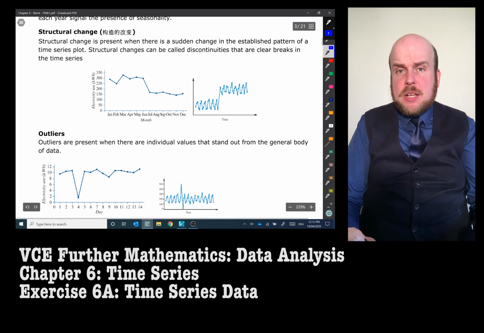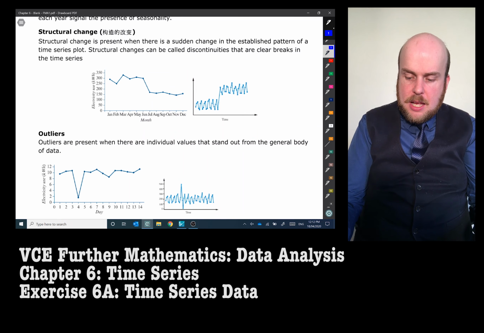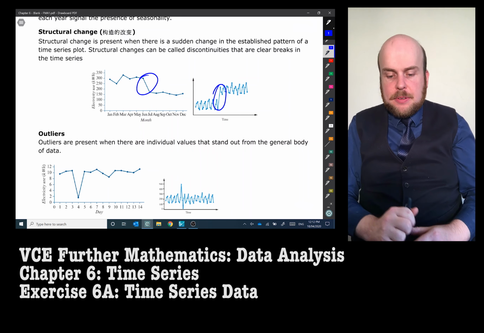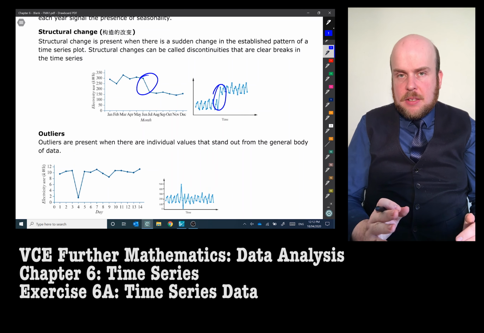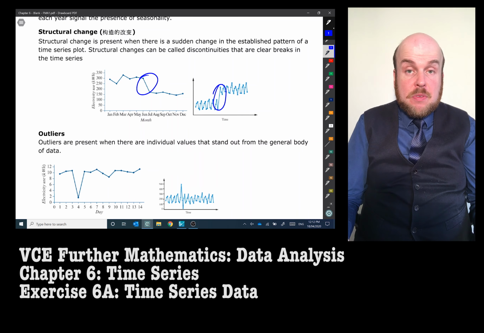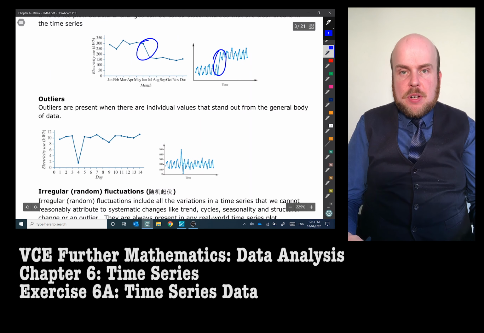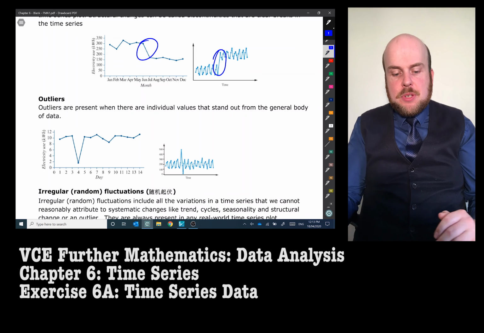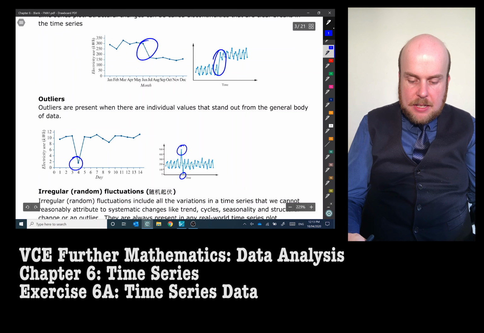Structural change. Structural change is when there's a massive shift. You can see in these two examples that we've got some cycles going on, and then we've got a massive shift, either a decrease or an increase, and that's what we would refer to as a structural change. Outliers are different from a structural change. An outlier would be if you've got a massive difference, but then the pattern resumes back to where it was. So for instance, this is an outlier, that's an outlier, and that's probably a bit of an outlier down there as well.